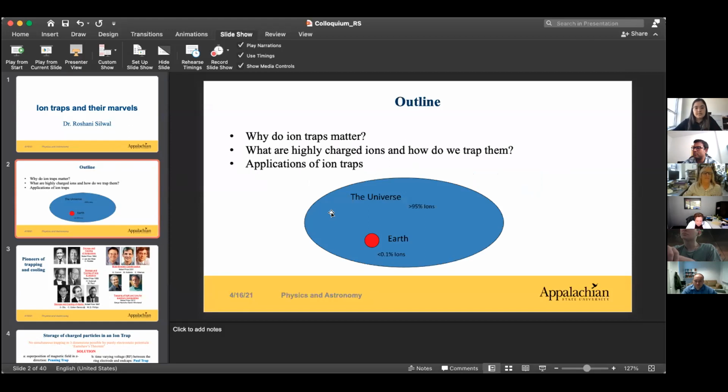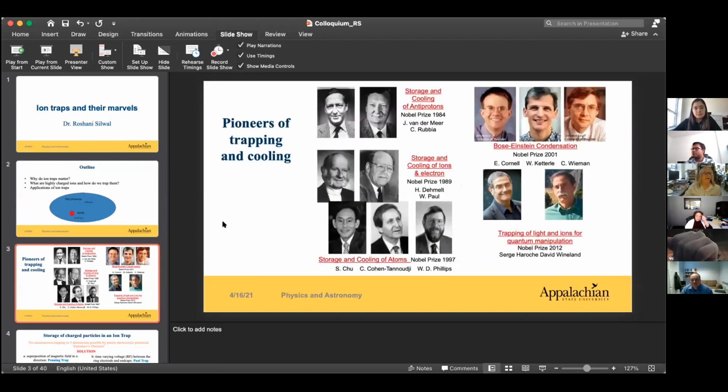But just to give you guys an idea of why we are interested in ions, you can see this map where you can see that basically our universe is made of more than 95% ions. And on Earth itself, there's less than 0.1% ions. So if we want to learn about the universe and different phenomena that are occurring, then we want to be able to study these ions and we want to be able to produce them and trap them. And this is what we use ion traps for.